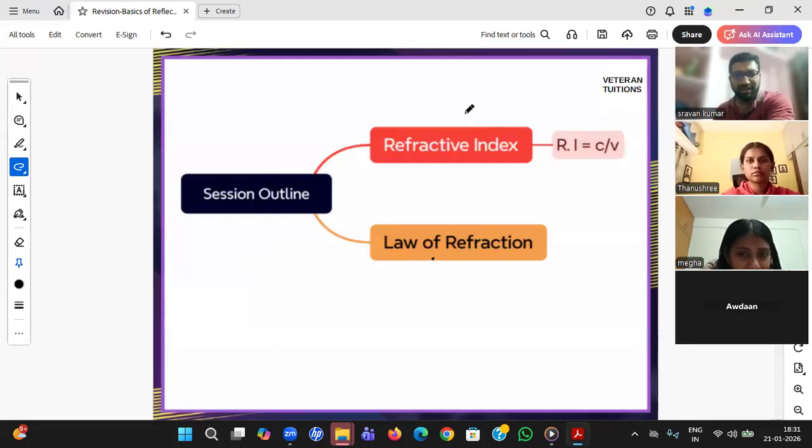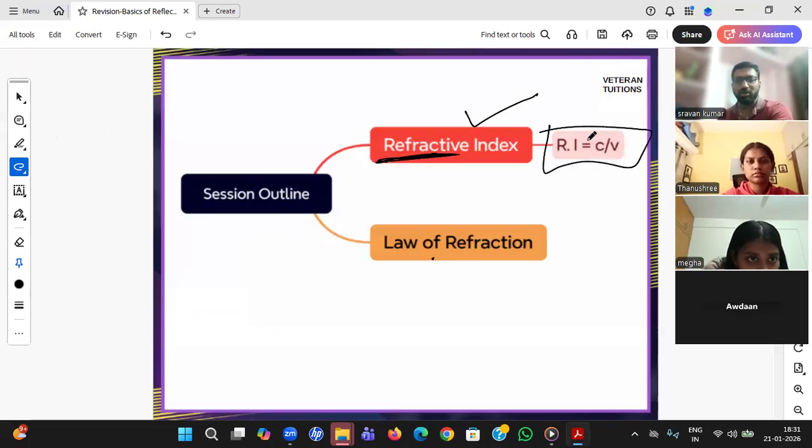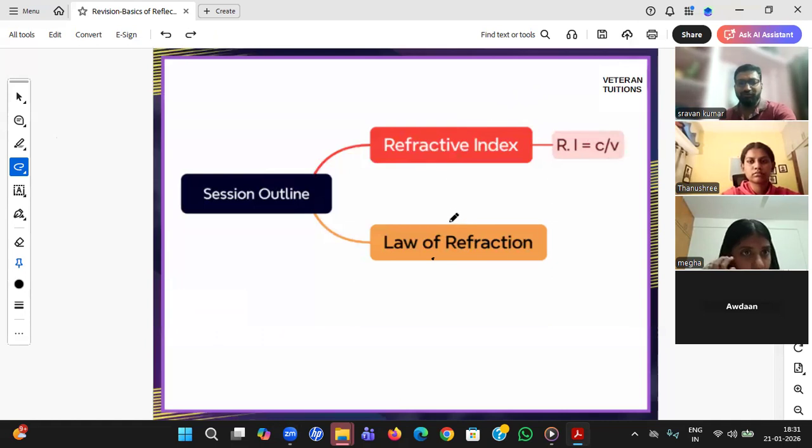Okay, so student, we have done up to here. Refractive index, we have learned the meaning of refraction, and we have used this particular formula. Now let us see the laws of refraction also. Here also we have 2 laws.